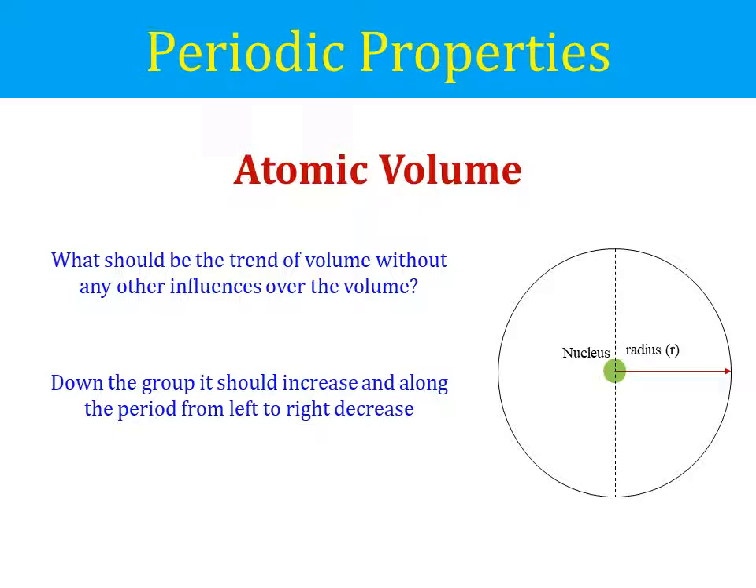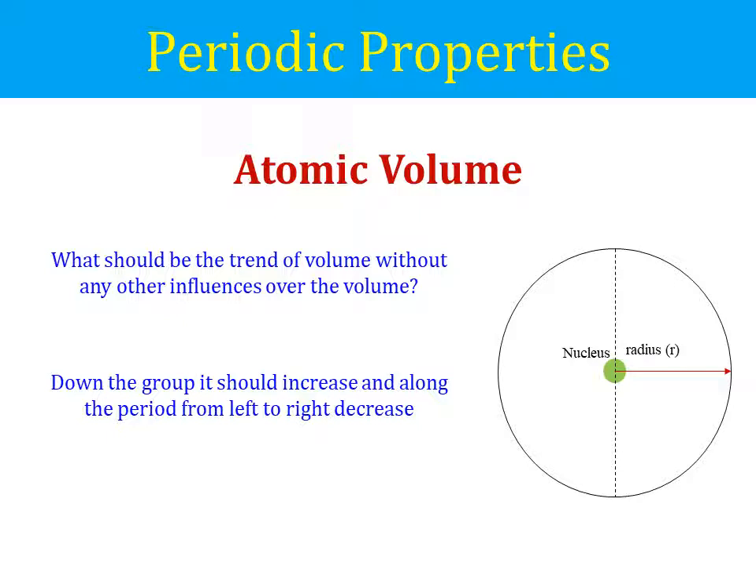Now, though it has been said that it increases down the group and decreases from left to right along the period, what is the basis of this statement? There should be some basis for this conclusion, that it increases down the group and decreases along the period from left to right.